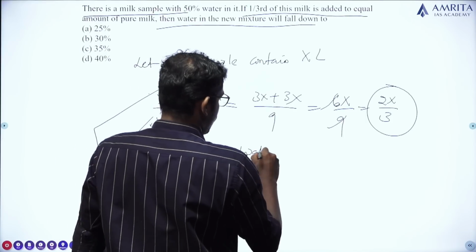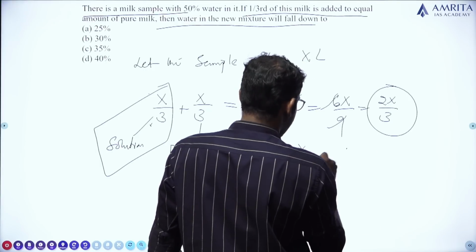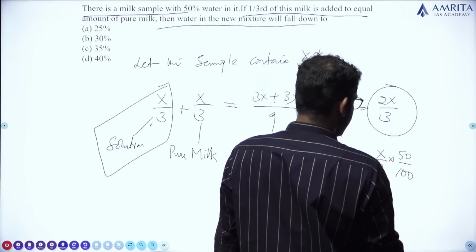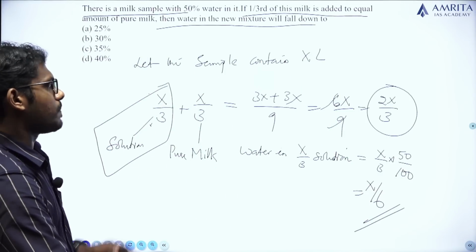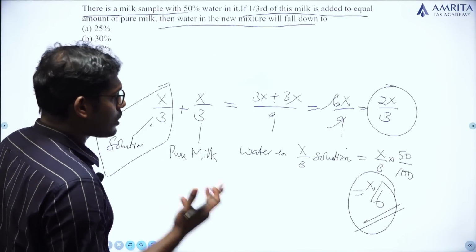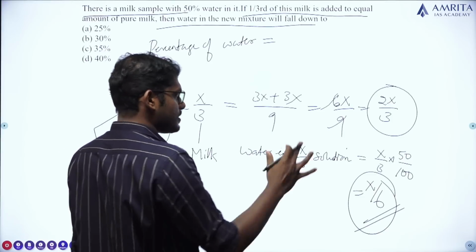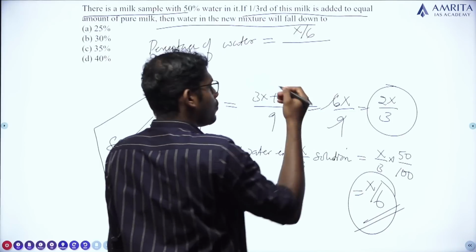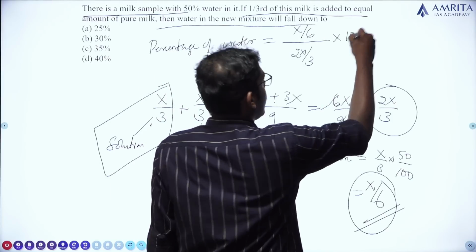So water in x by 3 solution is x by 3 into 50 by 100, that is x by 6. So the water contained in the initial solution is x by 6. Clear? Okay. So the percentage of water will be x by 6, the amount of water present in the previous solution, divided by the current volume of solution, 2x by 3, into 100. Clear? Okay.